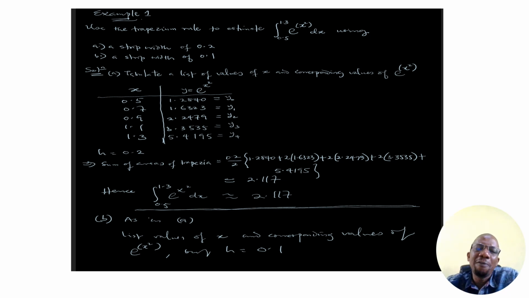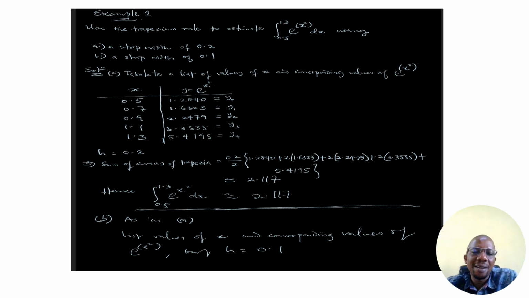We now find the corresponding value of e to the power of x squared for each x. For 0.5, y becomes 1.2840, and so on down the line. We have been told h is 0.2. Now, summing the areas of the trapezia, the first term y of 0 and the last term y of n, that's y of 4 here, are retained, while the others are multiplied by 2. So 2 times this, 2 times this, plus this one which is not multiplied by any scalar. We now have 2.117 as the sum of areas.